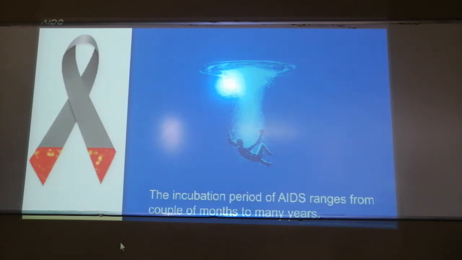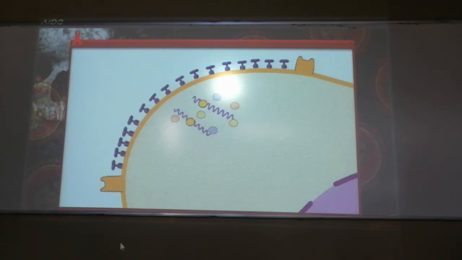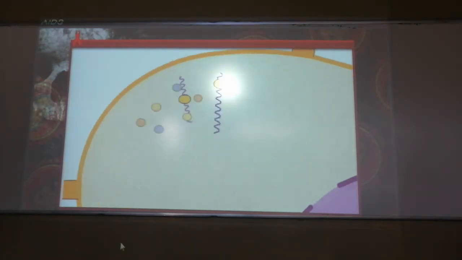Now the incubation period for AIDS ranges from a month to many years. It means that you can have AIDS and still not be diagnosed with it. That is what is called the incubation period. It could take from a month to years. Sometimes you have AIDS and you will not identify it until 3-4 years.